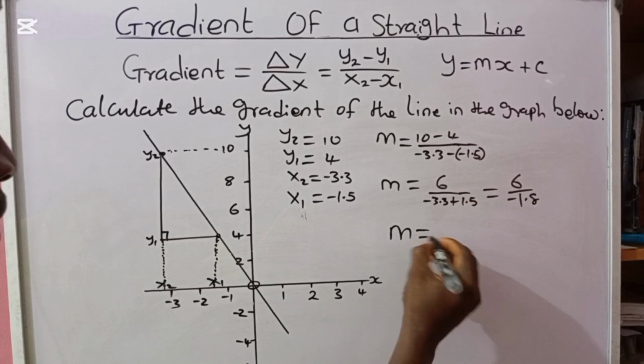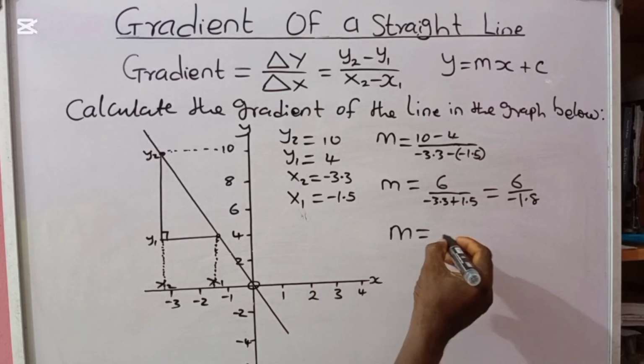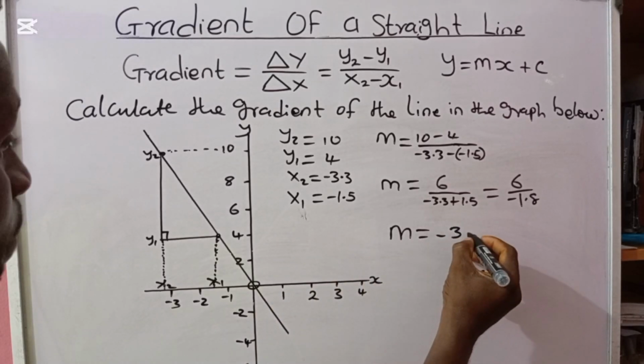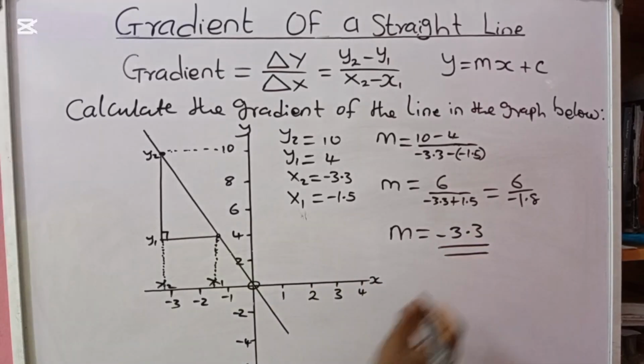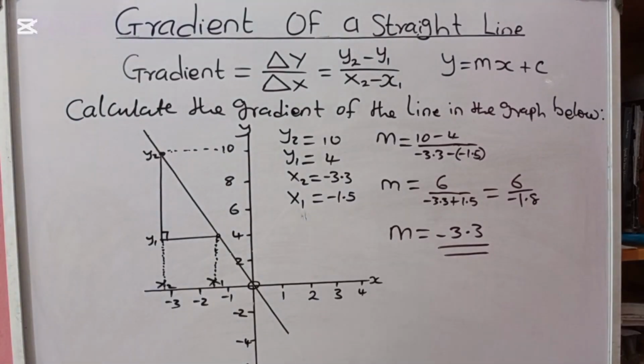Then the gradient will now be, where we now say 6 divided by negative 1.8. Negative 1.8, that will give us negative 3.3 as the gradient. All right, so that's exactly the solution to this particular one. You can see the value of your gradient is negative. All right, so let's take another example.